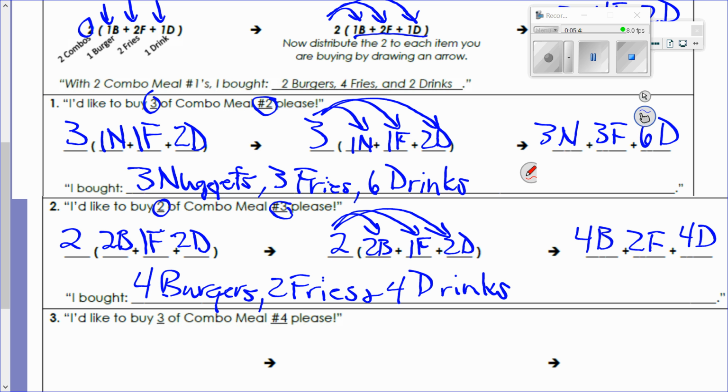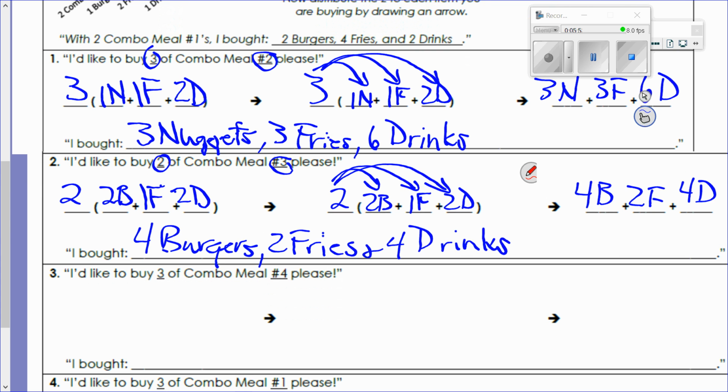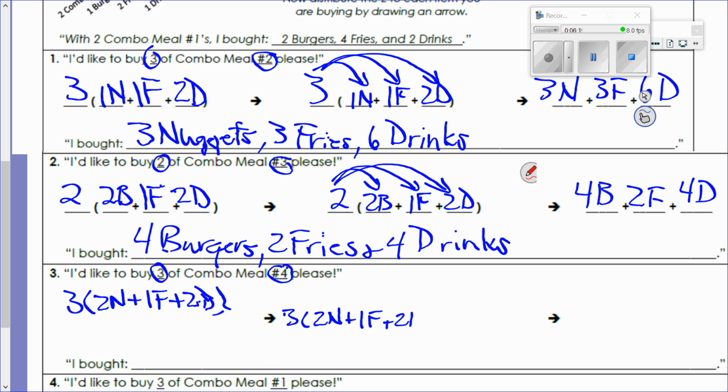Our last one. Now we're going to go for that chicken share meal. So we've got 3 combos of the number 4. In each combo, I'm getting 2 nuggets, 1 fry, and 2 drinks, correct? Okay, so as we write that, I've got 3 combos with 2 nuggets, 1 fry, and 2 drinks.